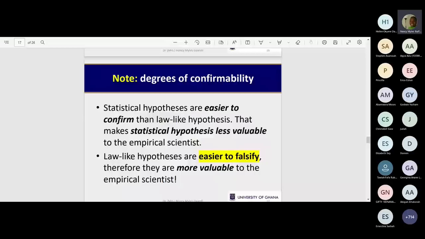So please get your thing muted. My dear lady, please read degrees of confirmability for me. Sister, whose name is Oxygen. Thank you, Doc. Go ahead.